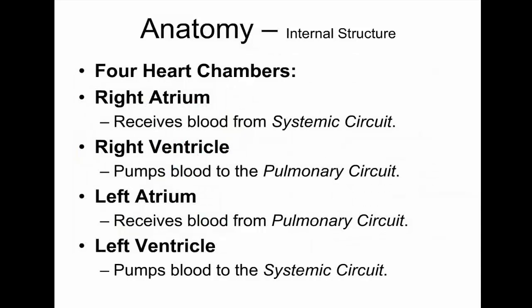There are 4 chambers in the heart, the left and right sides. So we have the right atrium, which receives blood from the systemic circulation. So this is deoxygenated blood. Then blood drains from the atrium into the right ventricle, which pumps blood to the pulmonary circulation. So this is deoxygenated blood off to the lungs to be reoxygenated. That blood then returns via the left atrium from the pulmonary circuit, and then the blood goes down into the left ventricle, and then it's pumped off to the rest of the system.